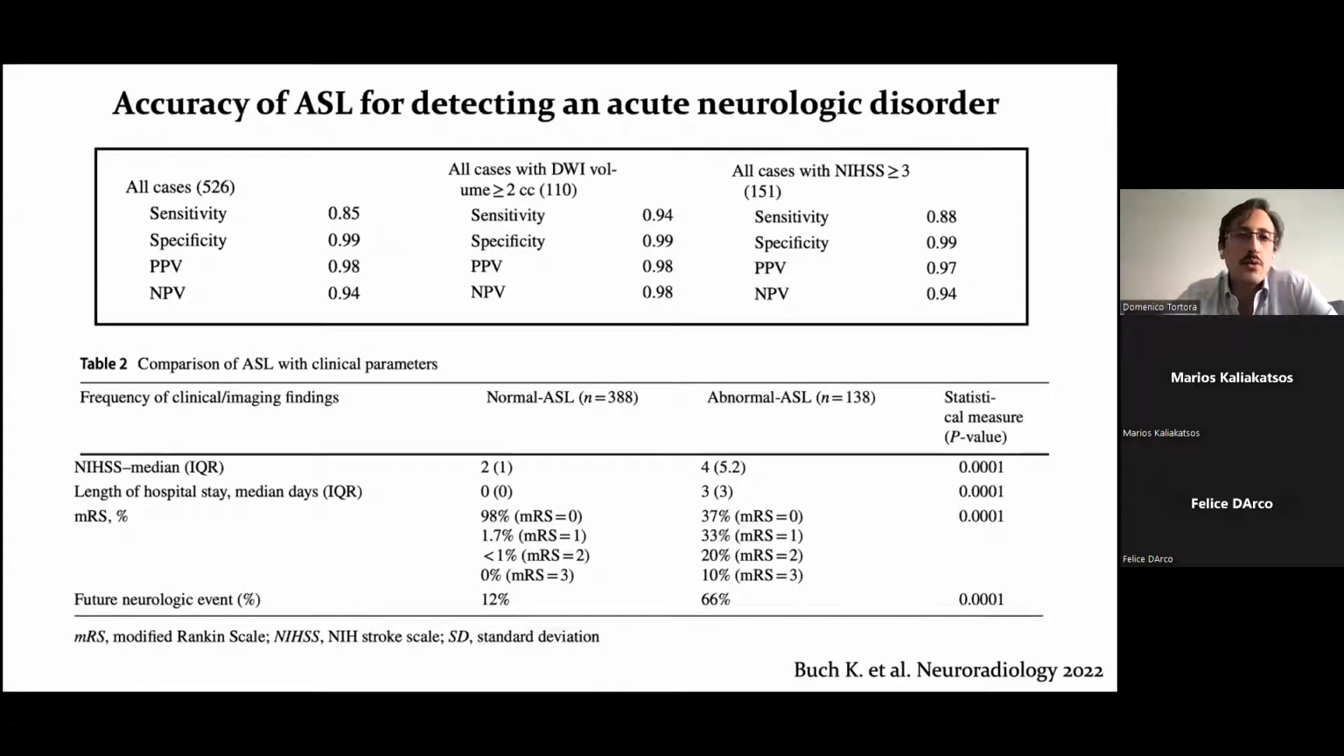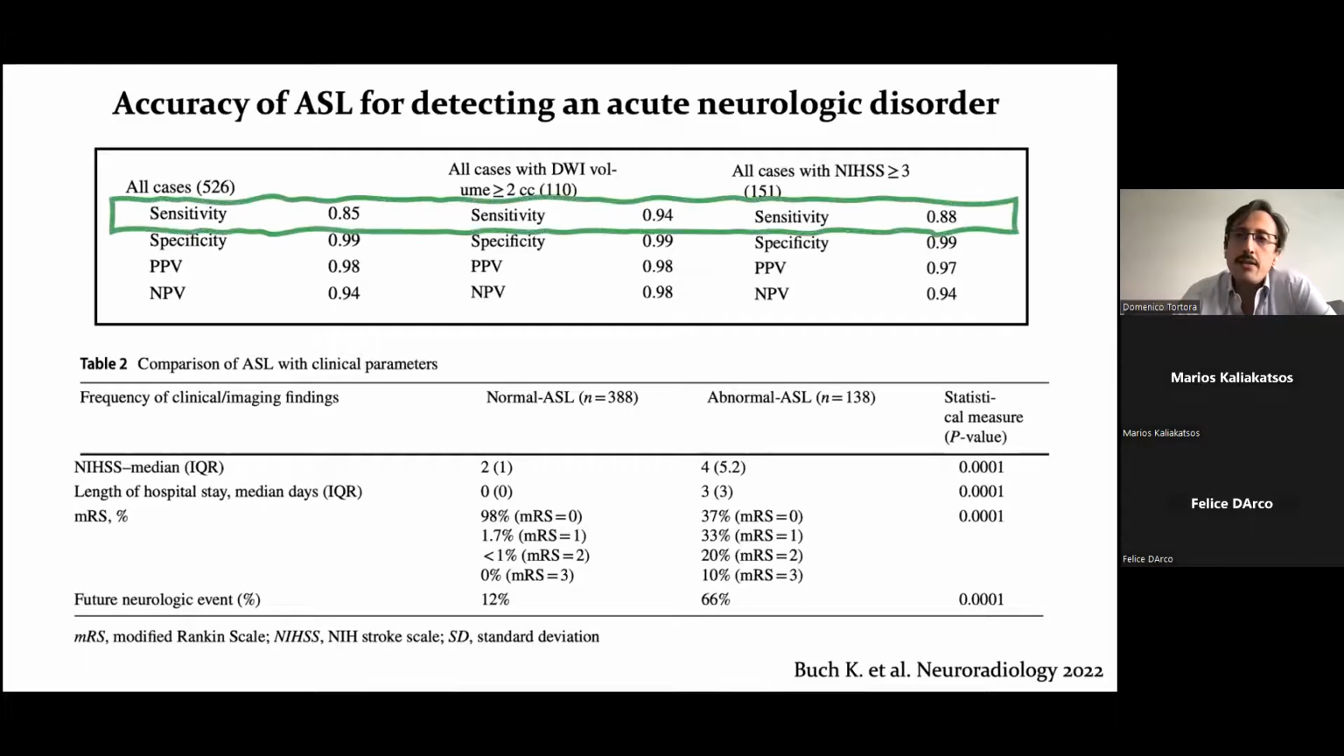If you want to know the accuracy of ASL for detecting lesions in children with acute neurologic disorder, I suggest you read this paper, which was published a few months ago in Neuroradiology. The authors compare a large group of subjects with acute neurologic disorders, both adults and children, and they evaluate the importance of brain perfusion with ASL. The sensitivity for detecting the brain lesion is really high, more than 80%.